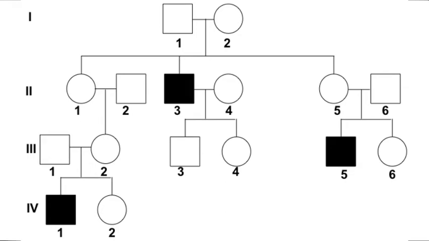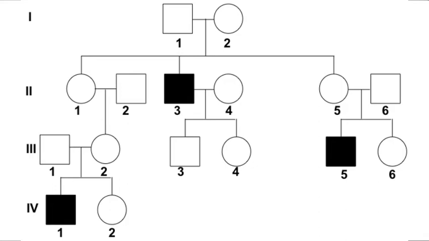Every circle you see is a female in the family, and every square you see is a male in the family. And you might notice that some circles and squares are shaded in and some aren't. That just means that whatever is shaded has the trait we're interested in, the trait being studied. This can change from pedigree to pedigree.